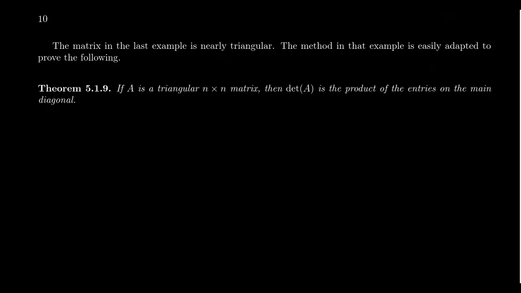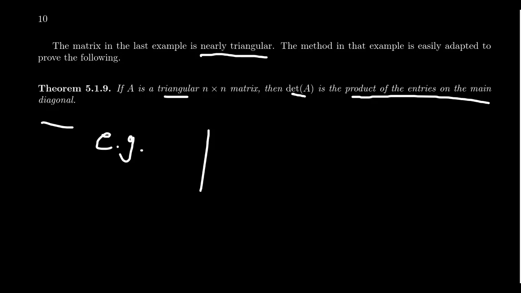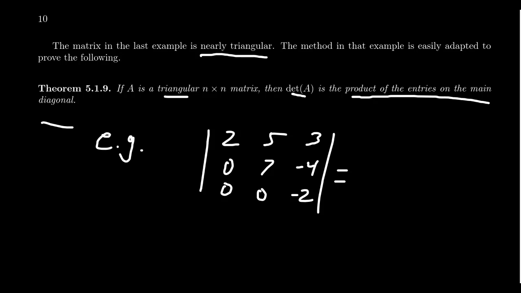Now, I want to mention that the example we just did was nearly triangular, right? There were a lot of zeros below the diagonal of this matrix. And so one could actually imagine how one does the determinant of a triangular matrix. In fact, the determinant of a triangular matrix is just going to be the product of the diagonal entries. So for example, if you had the matrix, let's say, 2, 5, 3, 0, 7, negative 4, and 0, 0, negative 2. Because of how the Laplace cofactor expansions work, one only has to worry about the diagonal entries.